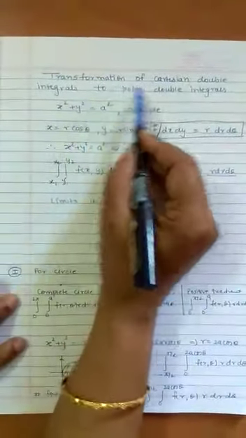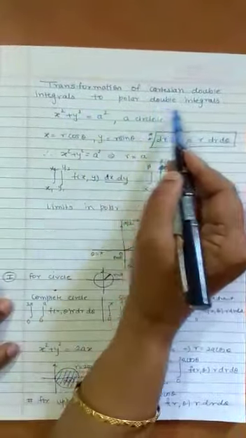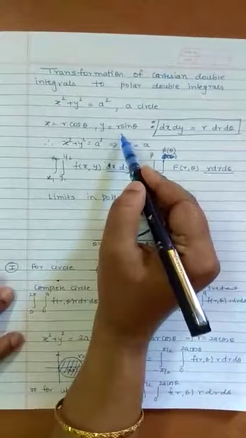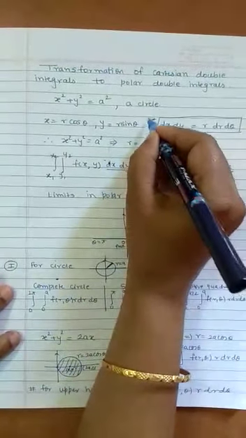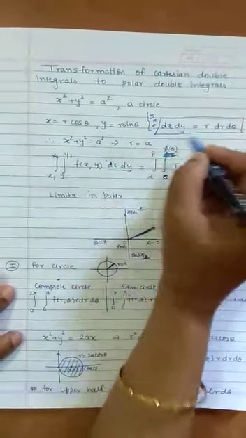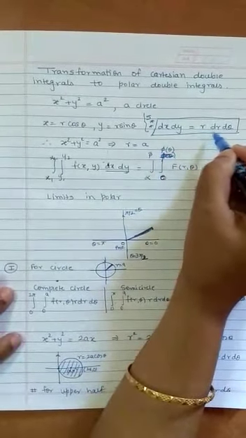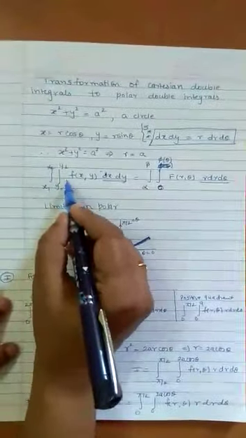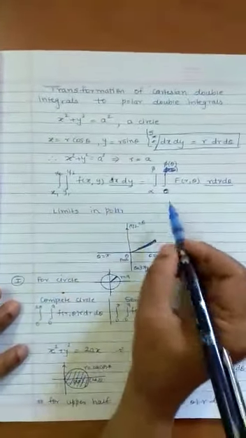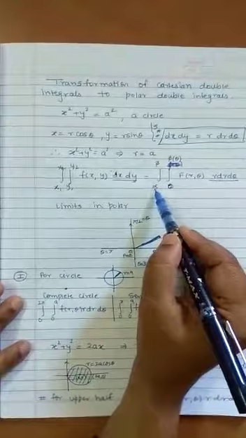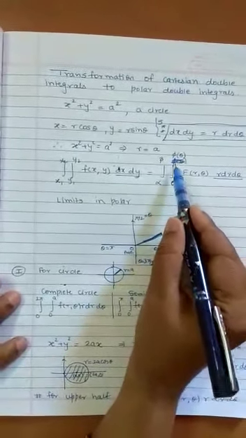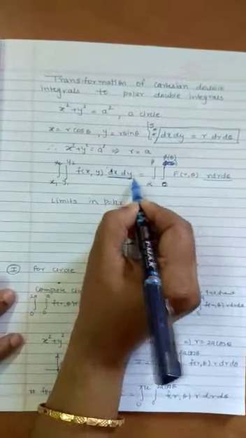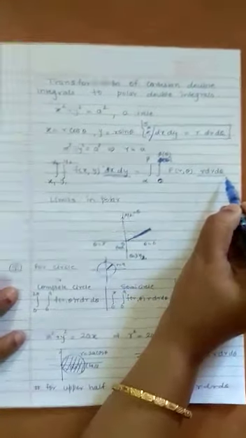Now next is transformation of Cartesian double integrals to polar double integrals. We put x is r cos theta, y is r sin theta, and the most important remaining thing is that dx dy is written as r dr d theta. That means integral x1 to x2, y1 to y2, f of xy dx dy is written as integral alpha to beta, 0 to some function of theta, f of r comma theta, r dr d theta.